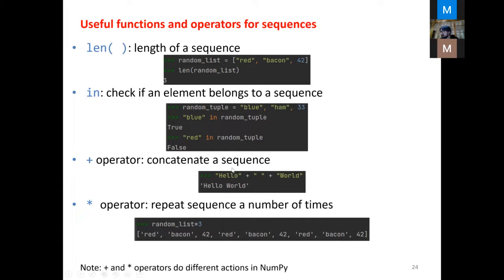Now we need to be careful because plus and star are different actions in NumPy because they are related to linear algebra. So this is sum of arrays, or matrix sum, or matrix multiplication. Well, actually star is not matrix multiplication, but coefficient-wise multiplication. But we need to be careful that for NumPy arrays, it's different.